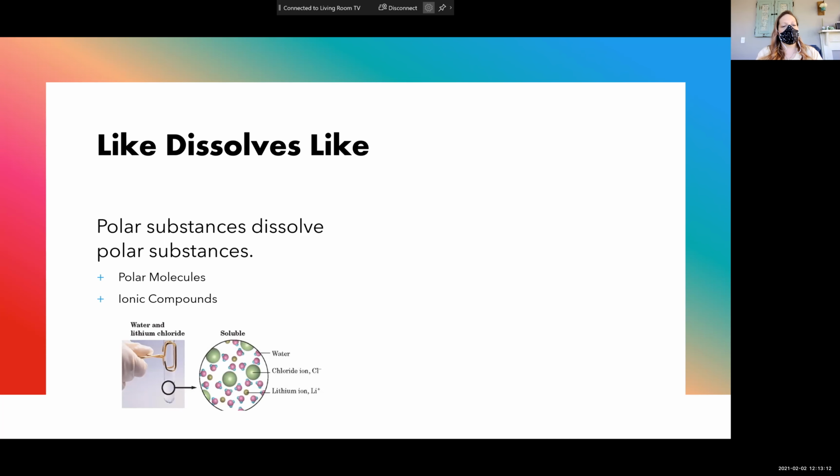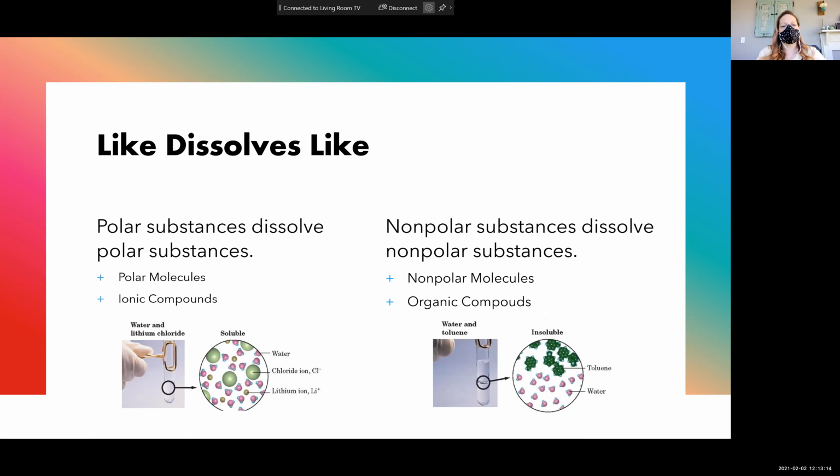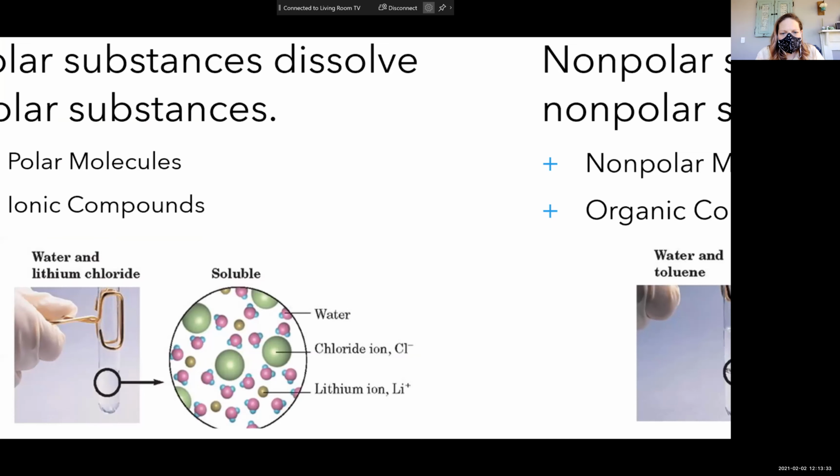So here are some examples. You have your polar molecules and your ionic compounds that dissolve in polar substances. And then you have your nonpolar substances that dissolve nonpolar molecules and organic compounds. It's hard to see in this picture, but there's little things in there, like chlorine and lithium.